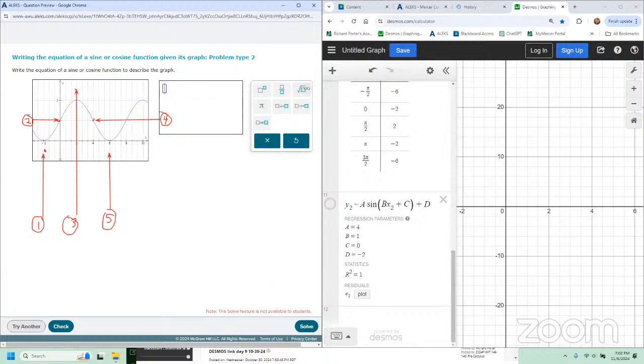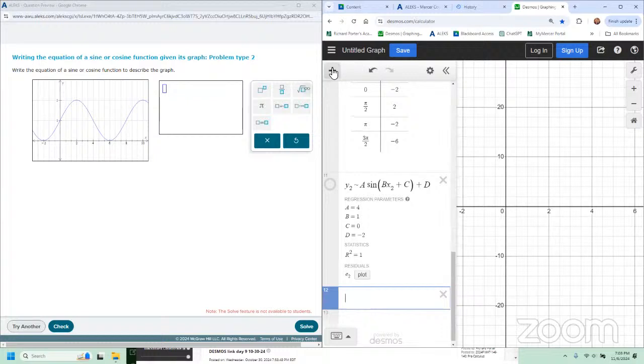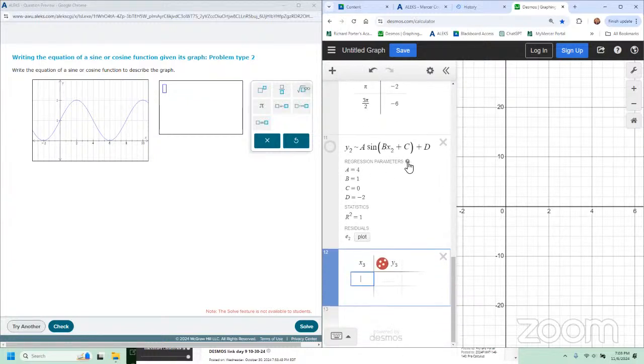So let me clear off all the stuff here. Ooh, this one's got a nice nasty one. Okay, so let's get some points. Do you need me to point them out? Does someone want to start with a point? What's the first point you see where you have a minimum or midline or a maximum? What do you got?